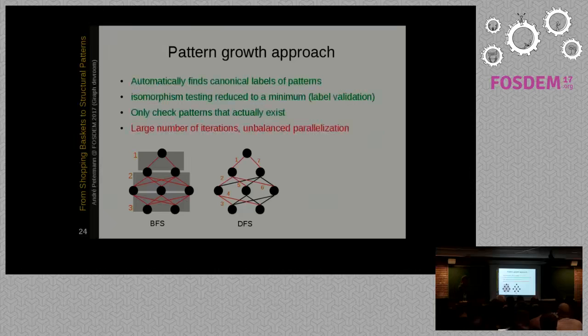So if we look at these algorithms, they automatically find canonical labels, which means we can compare the graph patterns by a simple string comparison. The isomorphism testing is reduced to a minimum. We just need to validate these labels, and we only check patterns that actually exist. So we solved a lot of the problems of the Apriori algorithms. But the problem is we need a large number of iterations for that, and in a shared nothing cluster with many workers, it can lead to unbalanced parallelization because we can maybe parallelize single paths but not a whole level.